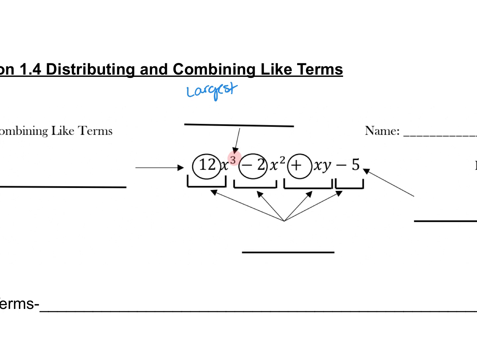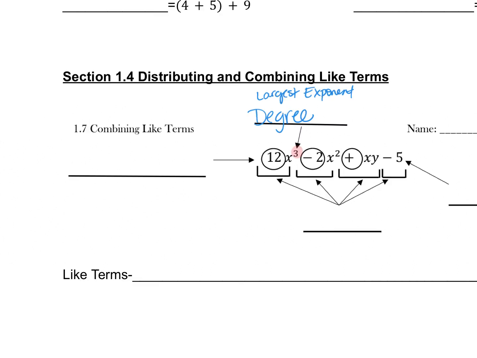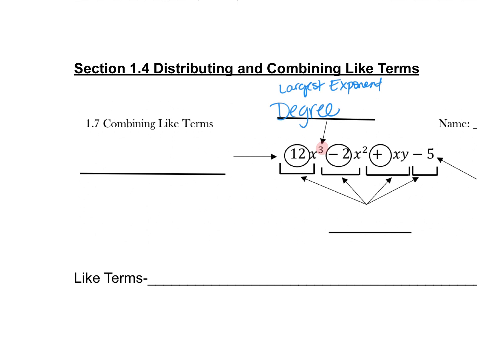and I want you to write this down. So the largest exponent is called the degree of the polynomial. So the largest exponent on this one is 3. So this is a third degree polynomial. Okay? So the number, let's talk about this on the left.